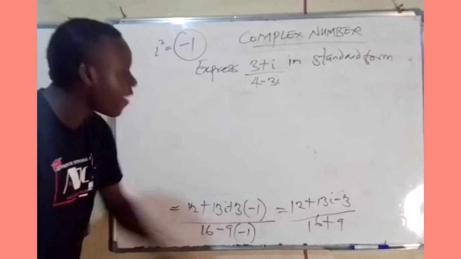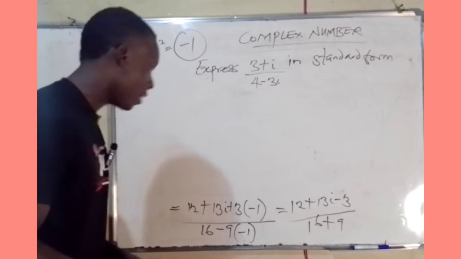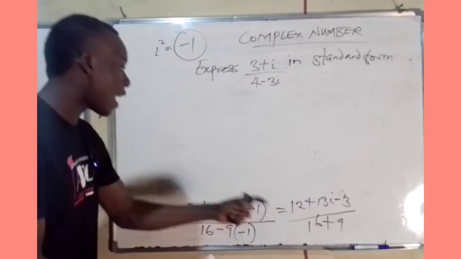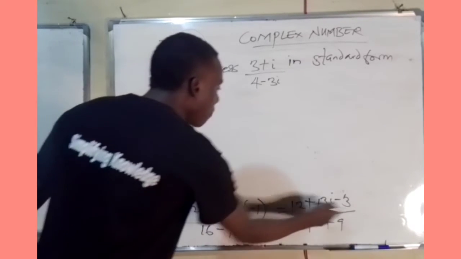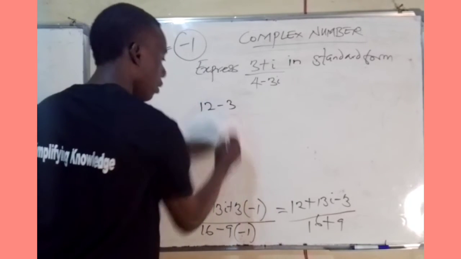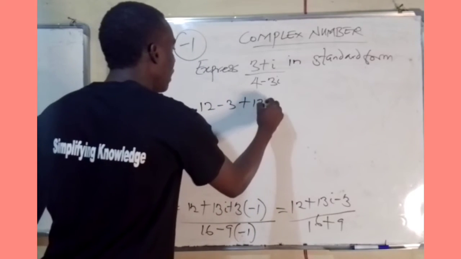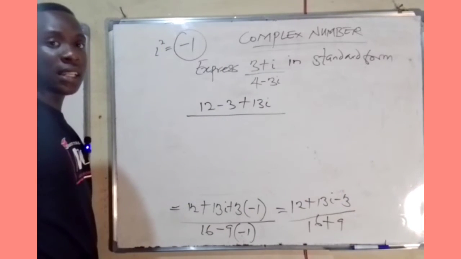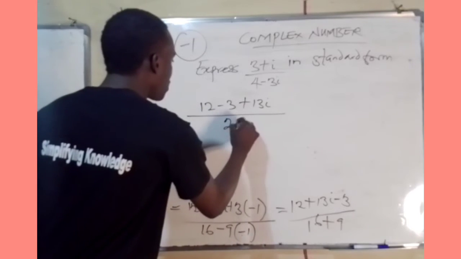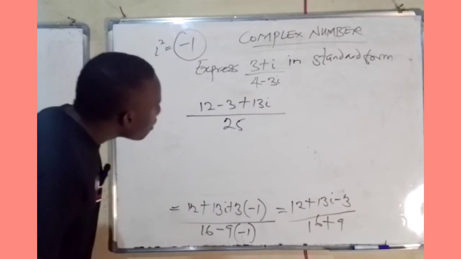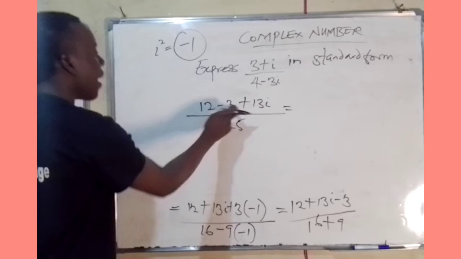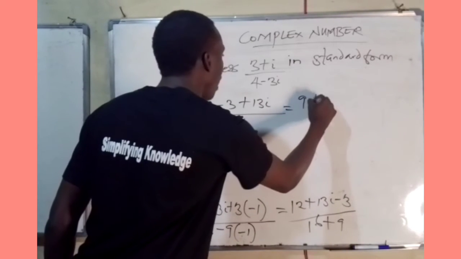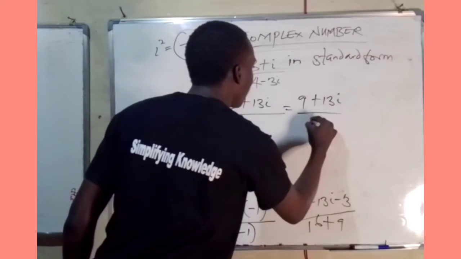Okay, now let's simplify this problem to arrive at our final answer. If you look at this, you can see 12 and 3 here. They are like terms, so I can collect like terms together. So this is 12 minus 3 plus 13i, all over 16 plus 9, which is 25. Equals 12 minus 3, which gives me 9, so 9 plus 13i all over 25.